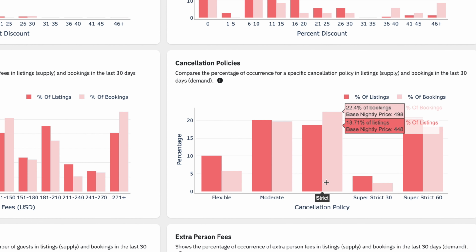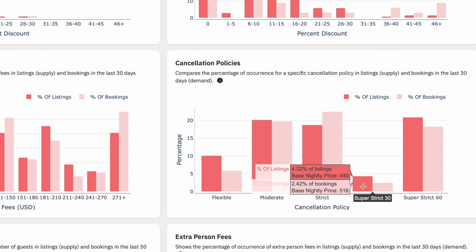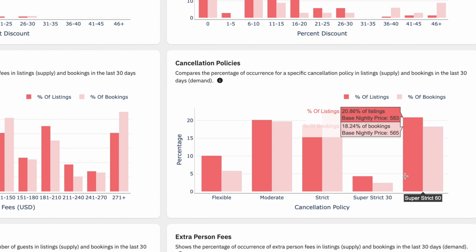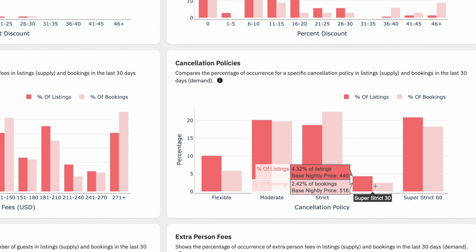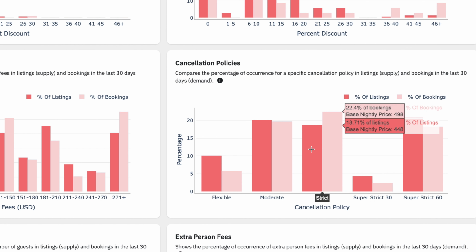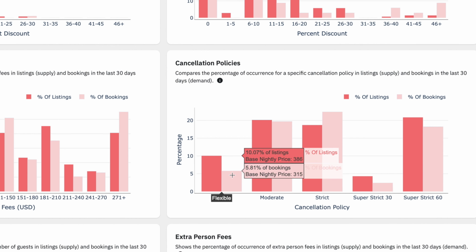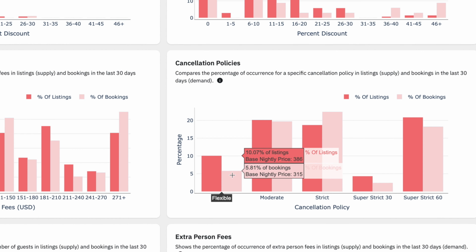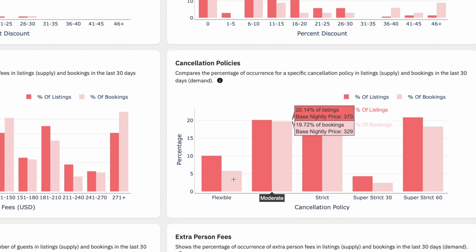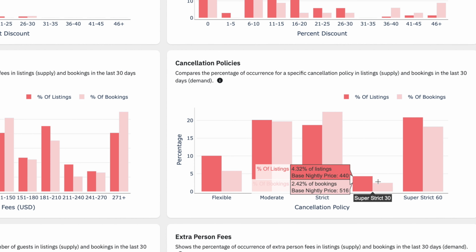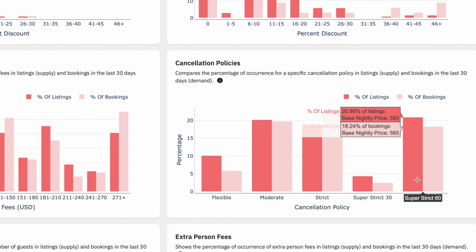Cancellation policies, we have a strict cancellation policy. And from what I can tell, this is actually quite middle ground. When you hover above the bars, it tells you the nightly rates, or the base nightly price, broken down based on their cancellation policy. And it seems like the more expensive bookings trend towards having a higher or stricter cancellation policy. I think that's fair. I think that makes sense.